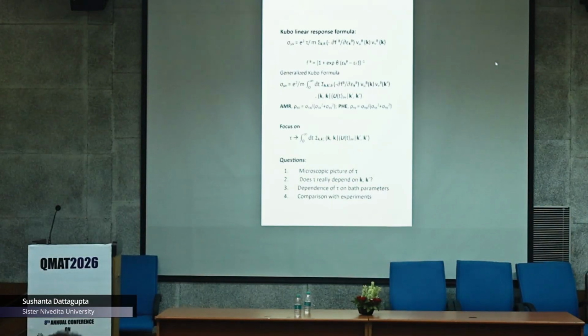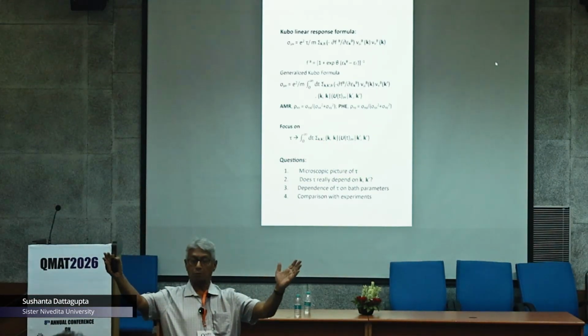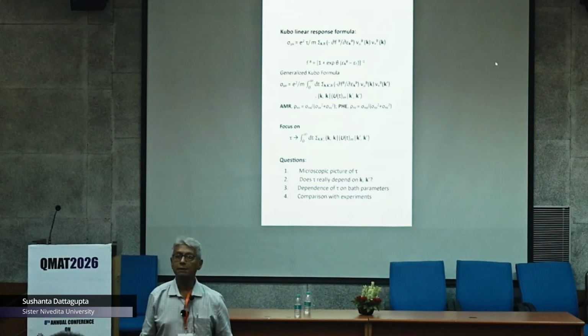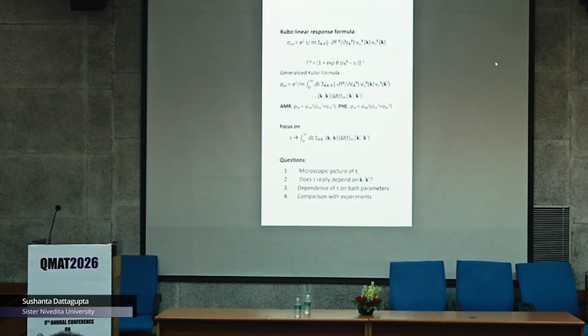However, what we would like to do is to put the whole system in an open system approach, where you have your system Hamiltonian and you want a more detailed understanding of where this tau comes from. So the generalized Kubo formula is essentially, now you have no tau here, but the time correlation function for the velocity vector is given in terms of a propagator, which is an average over an external heat bath. And so the focus is on the relaxation time tau.